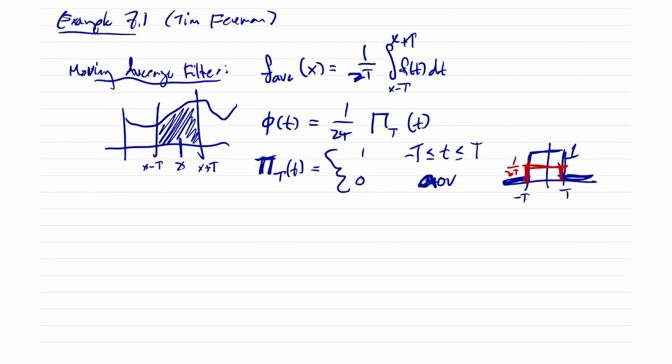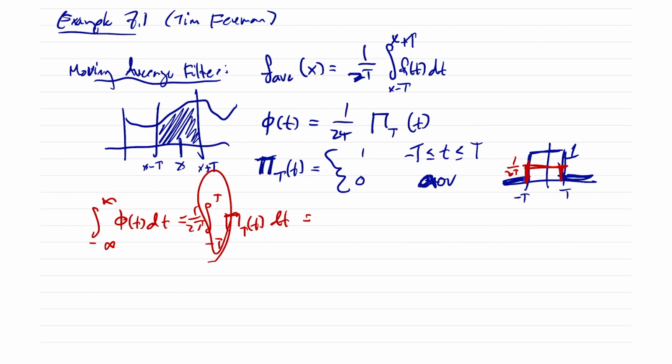Okay, and like he says, if you take the integral from negative infinity to infinity of phi of t dt, this is just the integral from minus T to T of the square wave of t at t dt, and that's 1 over 2T times that. Since this is just 1 identically inside the interval, that is just going to be the area under that curve, which is 2T, and therefore this is just 1.